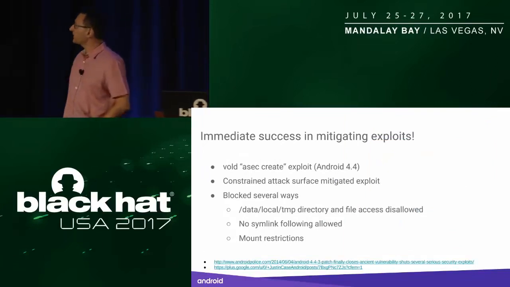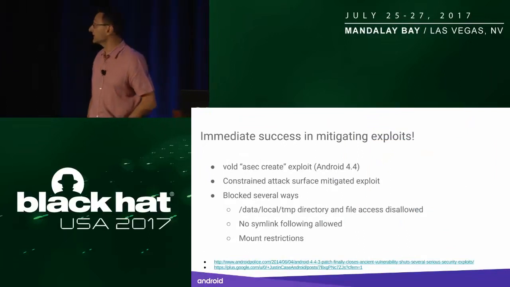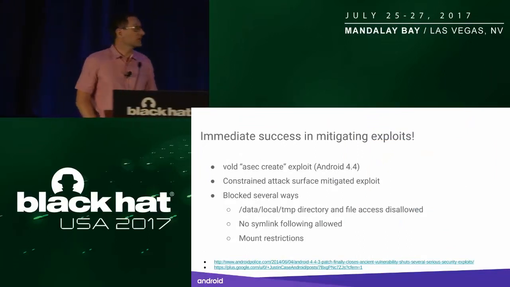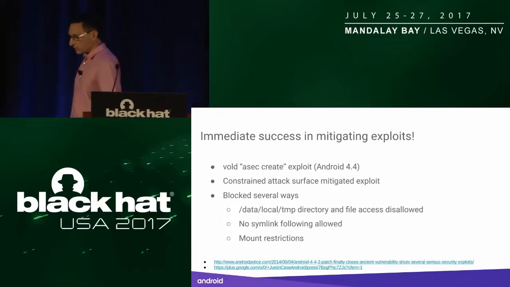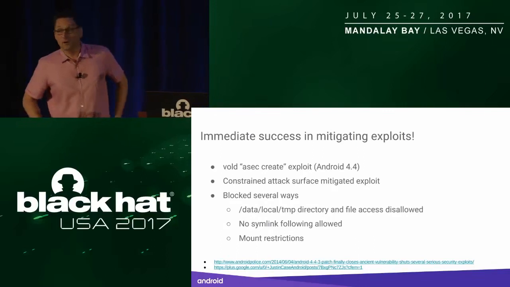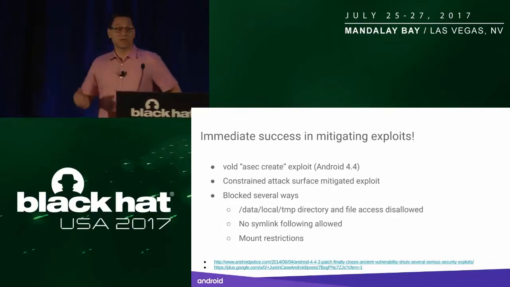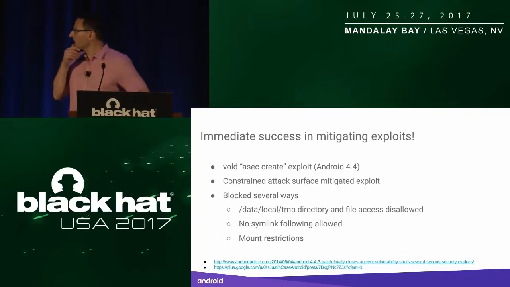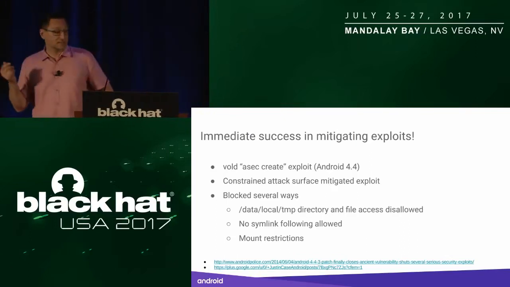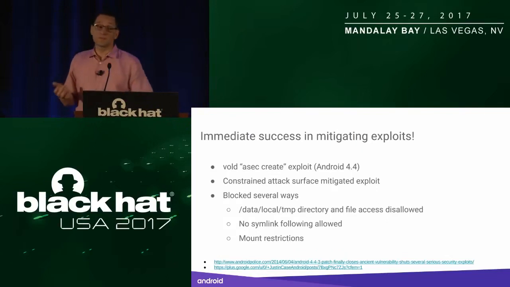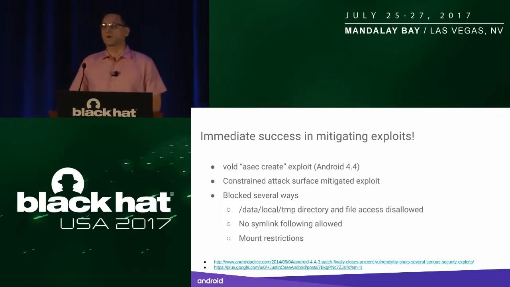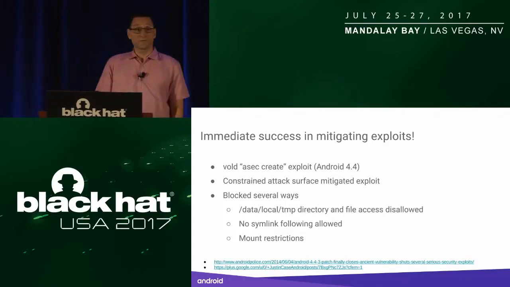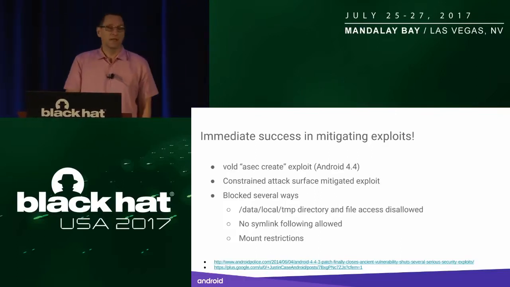I remember hearing about what at the time was a zero-day vulnerability in the Vold asec create command. This was known in the research community to some degree. When we rolled out the 4.4 implementation that was only partially implemented, we saw immediately that it shut down this zero-day vulnerability. It was blocked in several different ways. Data local temp access was disallowed. There was no symlink following allowed. And so obviously we published a patch, but we sort of proved out the concept that this was an effective strategy for containing security bugs. We're never going to be able to fix all of them, so we're going to try to contain them and make sure they can't spread.